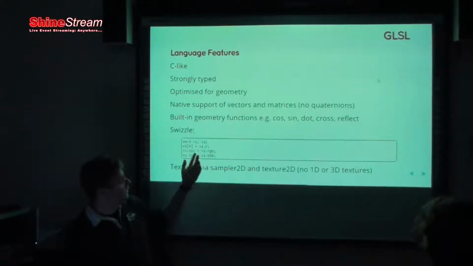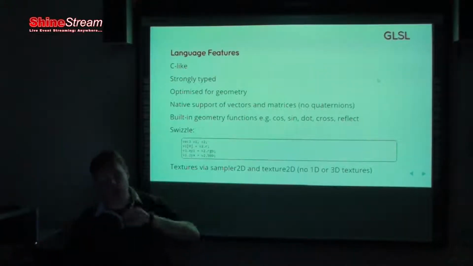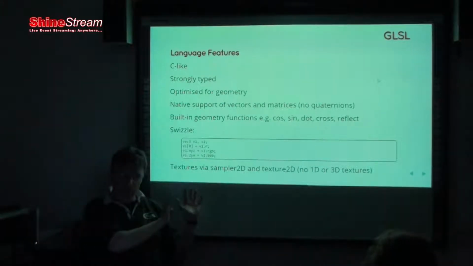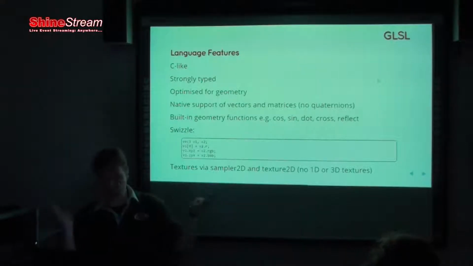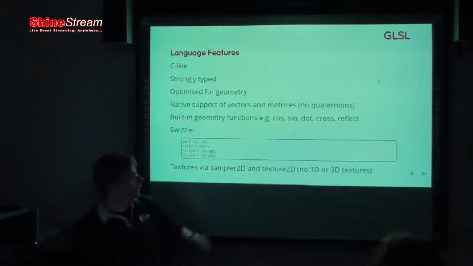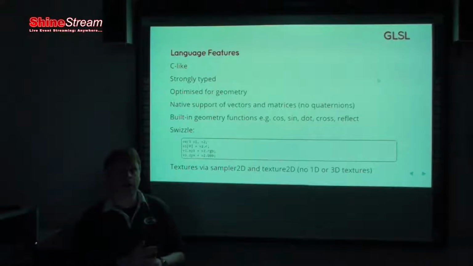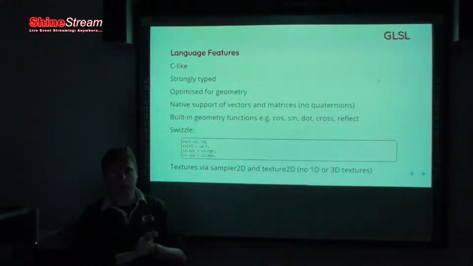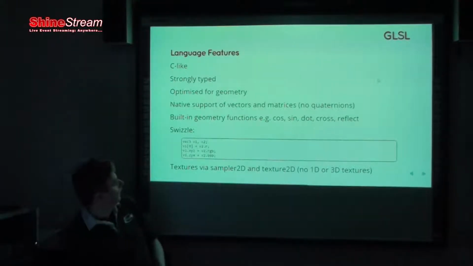Geometry functions are built in, so things like cosine, dot, cross, reflect are all part of the language itself. They're not a separate library, so you don't prefix them with math. You just use them straight out of the box, and they will work. Dot and cross are vector functions for multiplying, and there are also matrix functions you can use to multiply, for anybody who's of a geometrical bent.